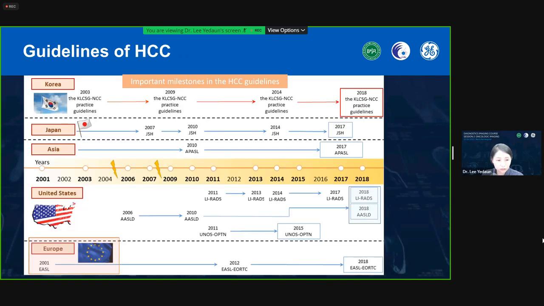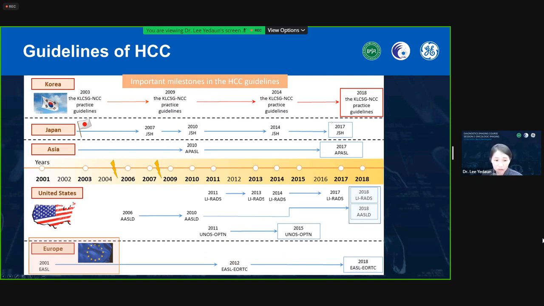So let's take a look at the important milestones of HCC guidelines. I know that this slide looks very busy. However, it reflects ceaseless changes in the guidelines. Since the EASL proposed the first guidelines in 2001, over the past 2 decades, lots of organizations and societies from Korea, Japan, Asia, the United States, and Europe have published imaging-based criteria for HCC.